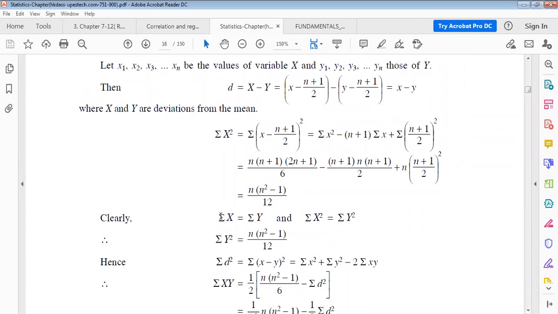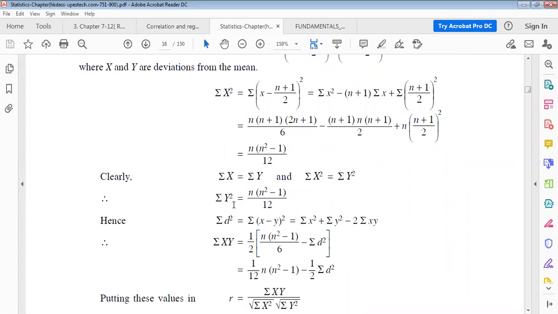Understand everybody? Clearly summation x equals summation y, and summation x square equals summation y square. Summation y square can be written the same as summation x square. So summation y square will be n into n square minus 1 by 12.